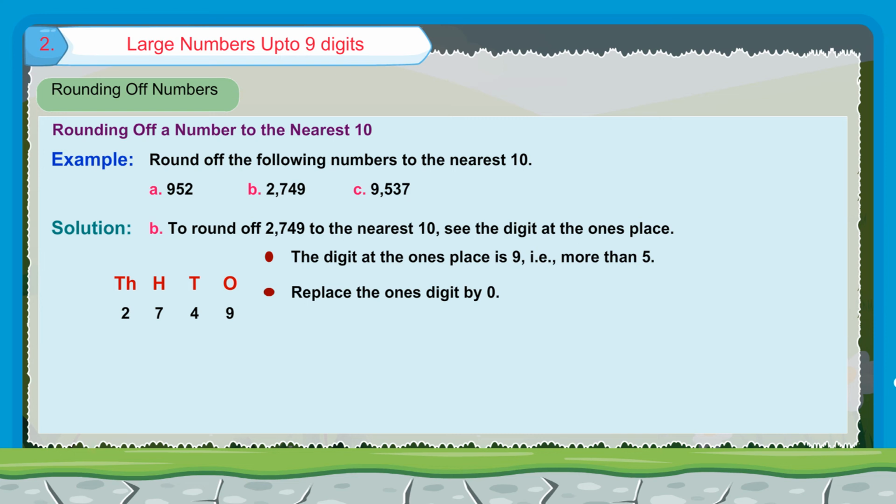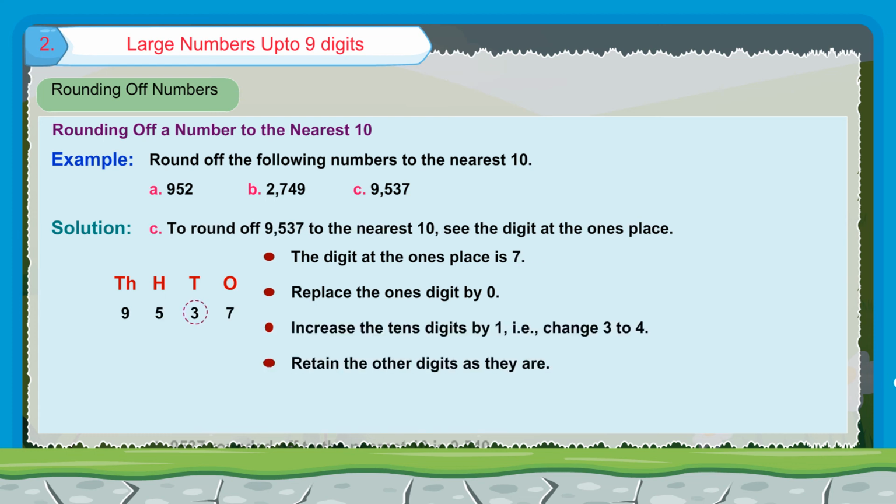C. To round off 9537 to the nearest 10, see the digit at the ones place. The digit at the ones place is 7. Replace the ones digit by 0. Increase the tens digit by 1, that is, change 3 to 4. Retain the other digits as they are. Therefore, 9537 rounded off to the nearest 10 is 9540.